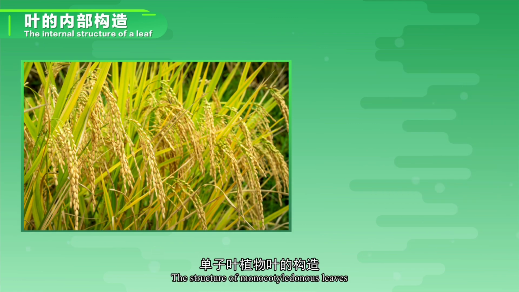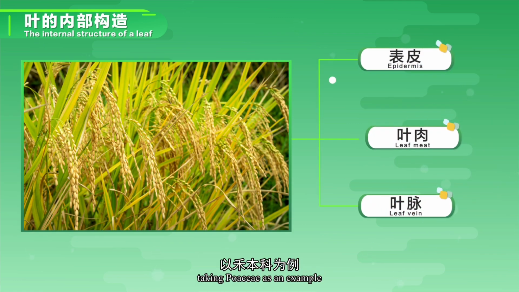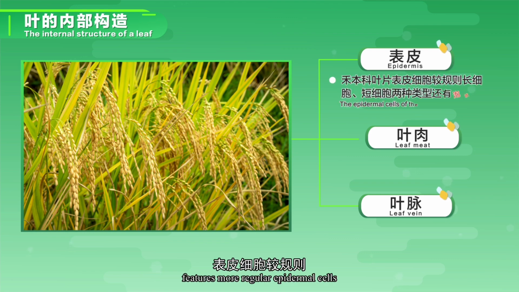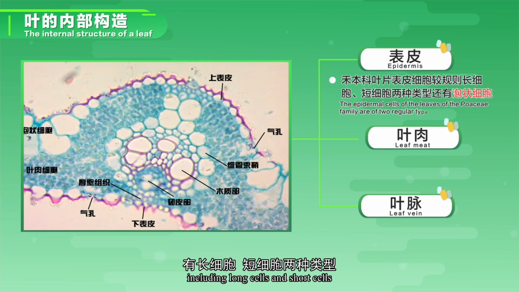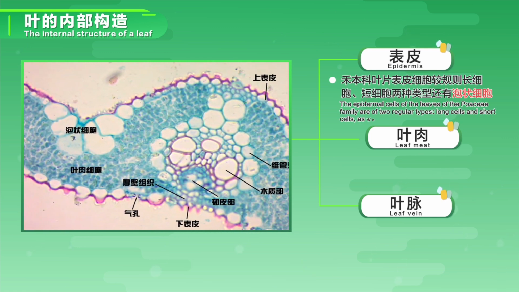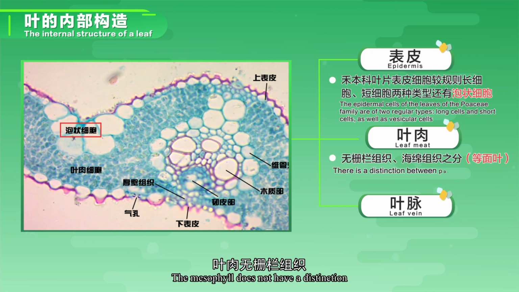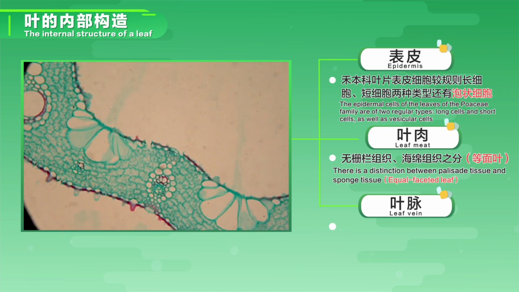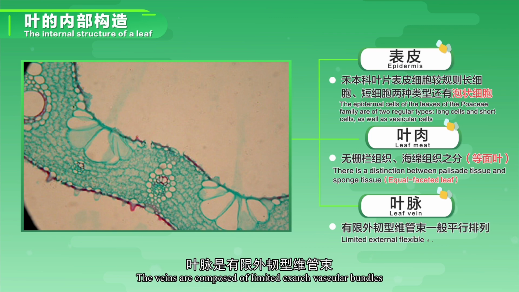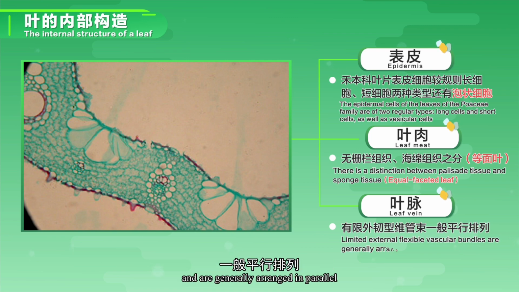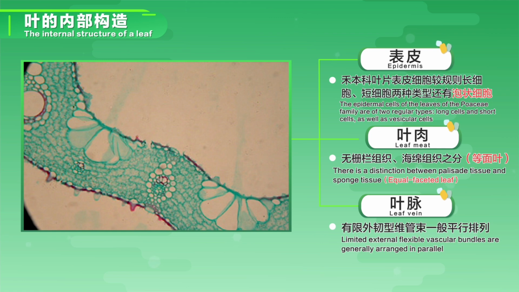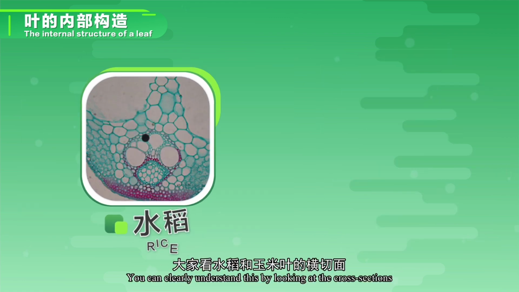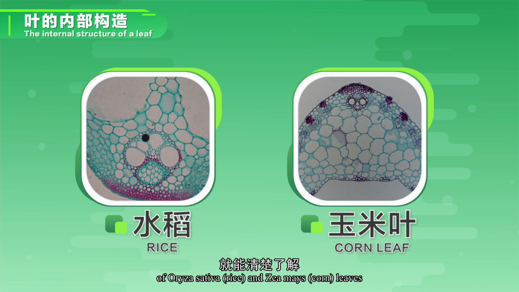The structure of monocotyledonous leaves, taking Poaceae as an example, features more regular epidermal cells, including long cells and short cells, as well as bulliform cells. The mesophyll does not have a distinction between palisade and spongy tissues and is isobilateral. The veins are composed of limited exarch vascular bundles and are generally arranged in parallel. You can clearly understand this by looking at the cross-sections of Oryza sativa, rice, and Zea mays, maize, corn, leaves.